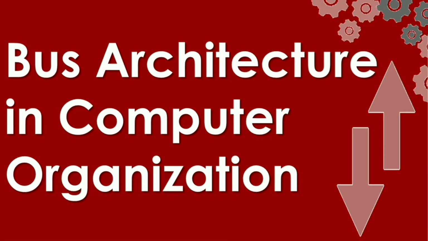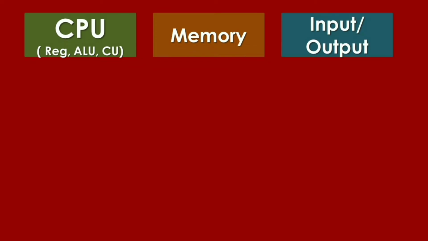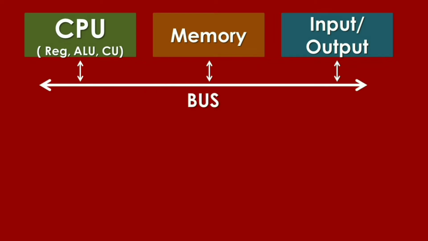So first, pag-usapan muna natin kung ano ang bus architecture in computer organization. Na-discuss na natin dun sa ibang video natin that a computer is composed of CPU na meron siyang registers, arithmetic logic unit, and control unit. We also have memory and input-output unit ng computer. So how do these three parts communicate with each other? That is with the use of what we call a bus.